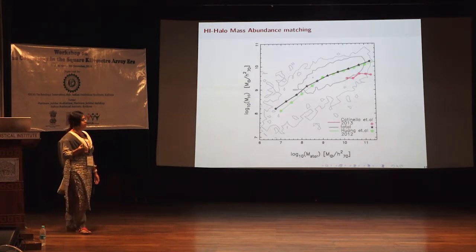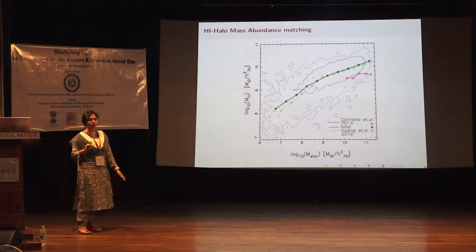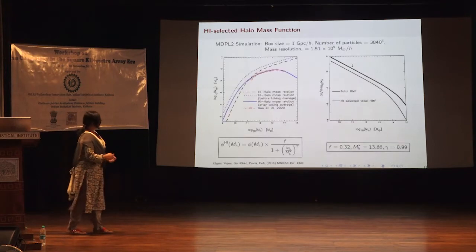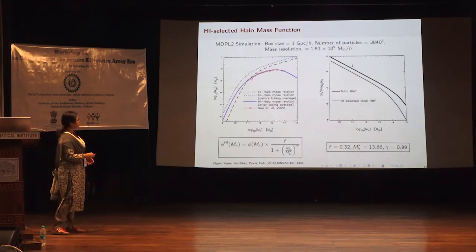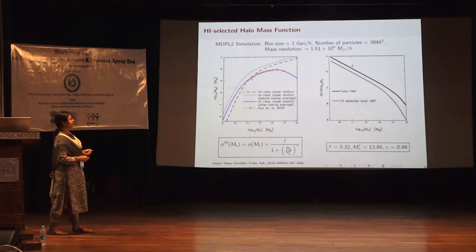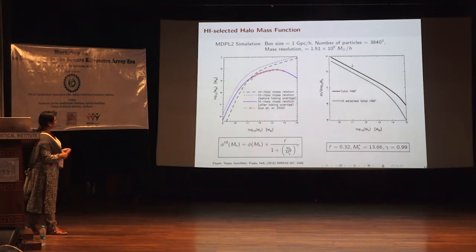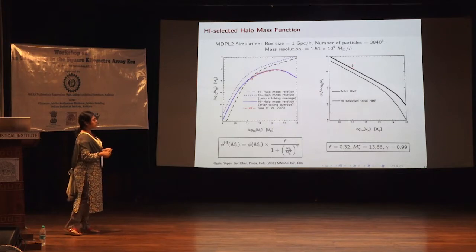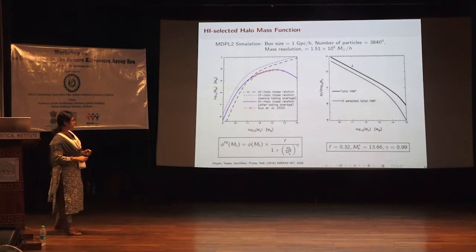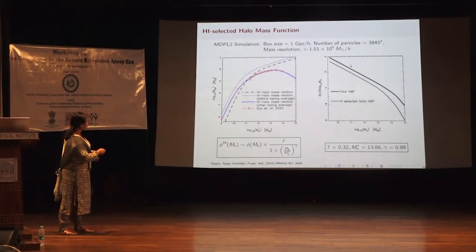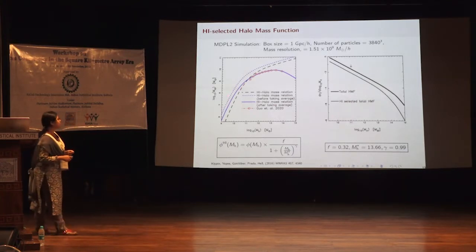So all we have to do is to define an H1 selected halo mass function. Here the thick black line in the right side plot is the halo mass function taken from the MDPL2 MultiDark Planck simulation, and if you use this halo mass function and our H1 mass function and do abundance matching, you will get this dashed black line in the left plot.